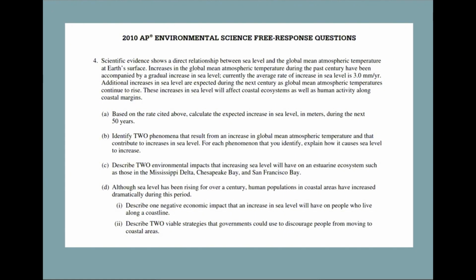All right, part C. Describe 2 environmental impacts that increasing sea level will have on an estuarine, or estuary, however you pronounce it, ecosystem, such as those in the Mississippi Delta, Chesapeake Bay, and San Francisco Bay. All right, so just like the last one, this one is only 2 environmental impacts. So 2 impacts, 1 to state them. That's what's getting graded, even if you create a list of 15. So keep in mind, the first 2 you put, whatever you put, that is what's being looked at.